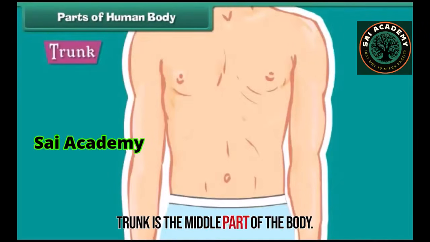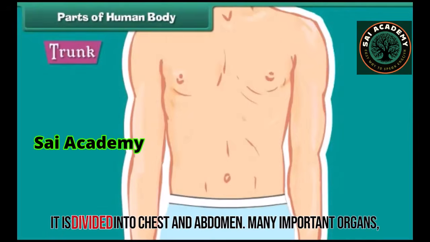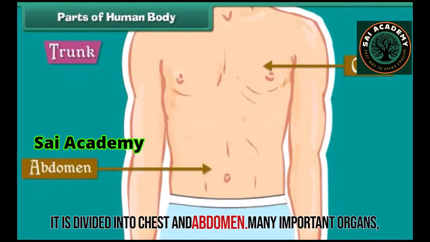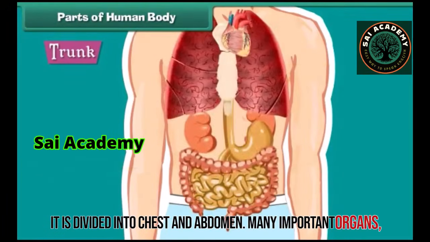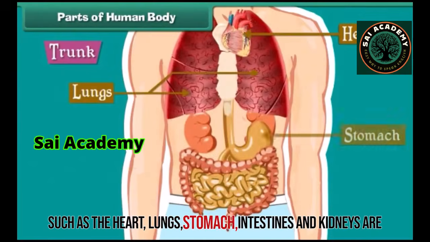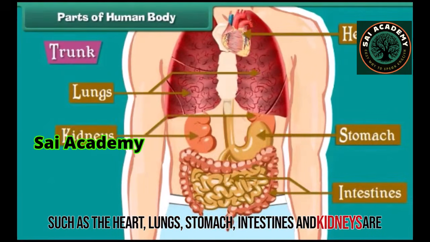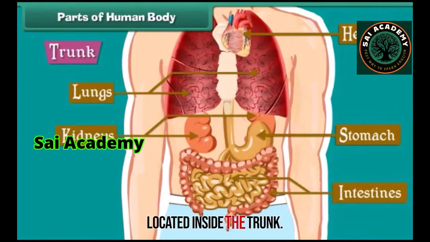The trunk is the middle part of the body. It is divided into chest and abdomen. Many important organs such as the heart, lungs, stomach, intestines and kidneys are located inside the trunk.